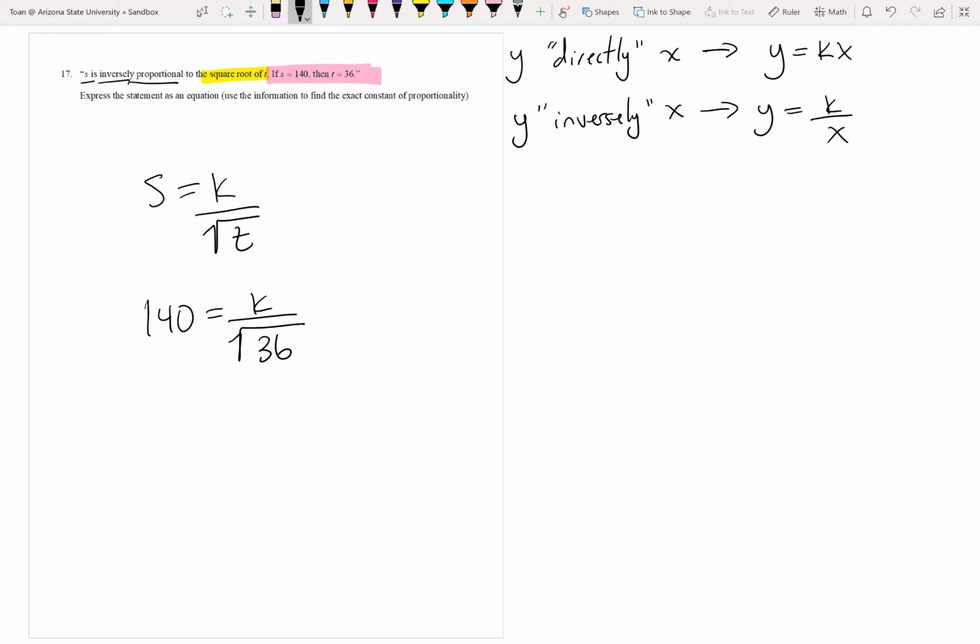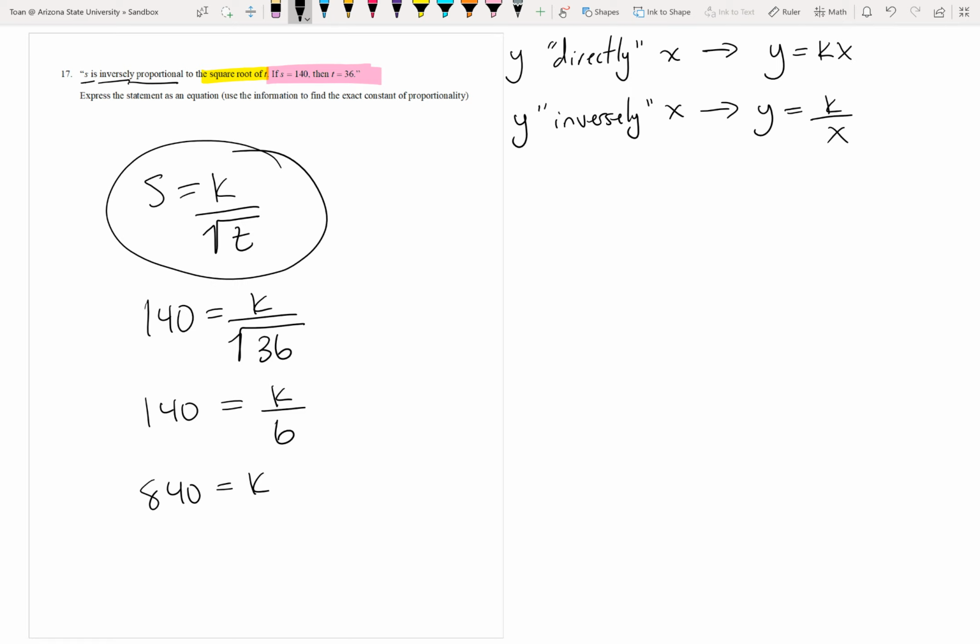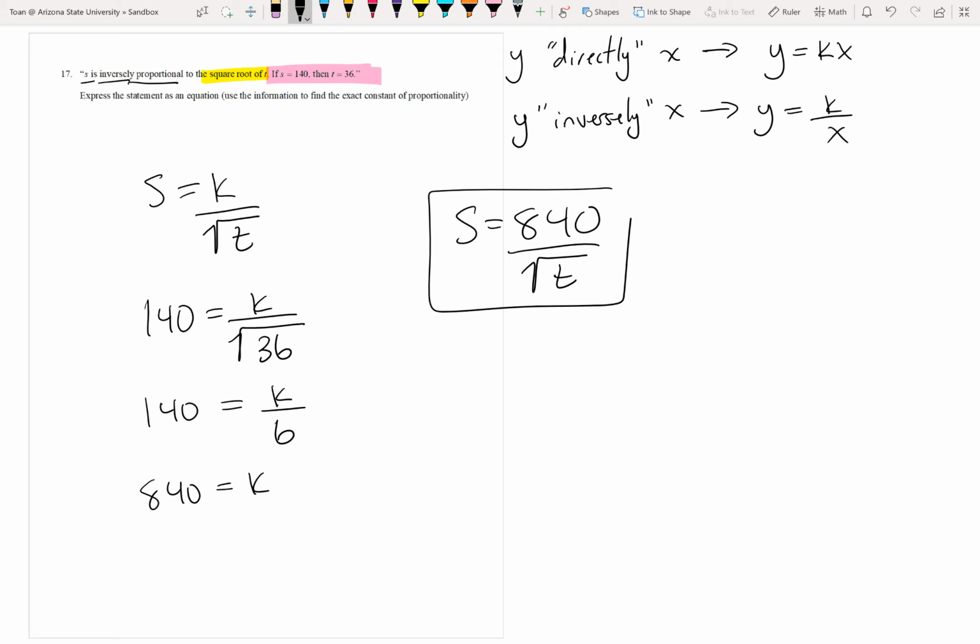This gives you an equation to solve. So I can go ahead and do that square root. That's 6, and then multiply both sides by 6 gives us 840 equals k. So then we can create what I call the complete equation, which is to rewrite your proportional statement with everything as variables except for k. You actually want to plug in that number. So that is the proportional equation for that statement.